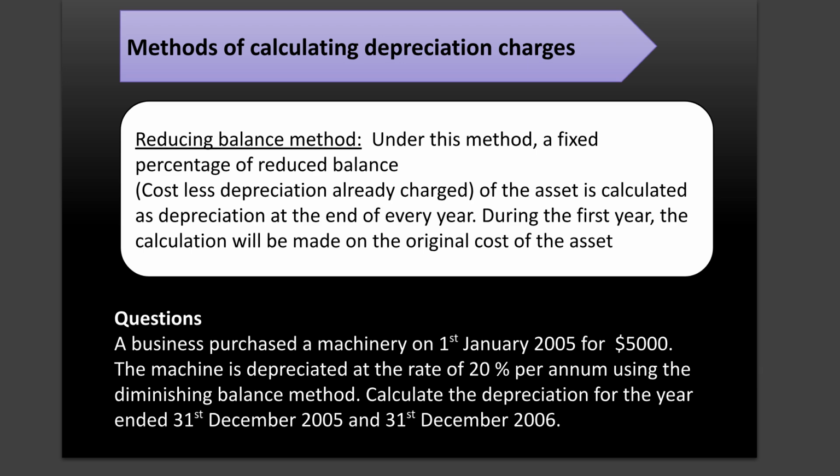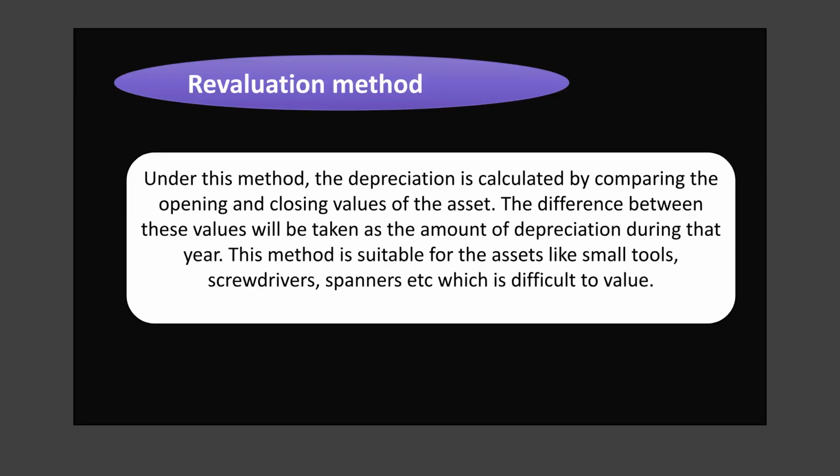The reducing balance method applies a fixed percentage to the reduced balance, which is the cost less depreciation already charged. This is applied to the original cost only in the first year. A question for practice is provided here. This slide shows a calculation example using the reducing balance method for an asset with a 10% depreciation rate for 3 years.